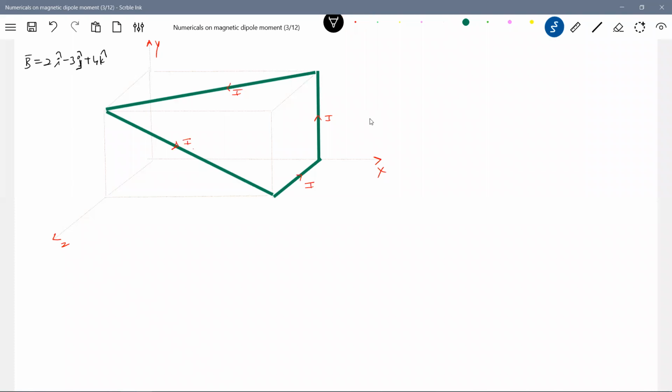Let the current be 10 ampere. We have to find out the net force on the loop, the dipole moment, and the net torque on the loop. What can you do here now?